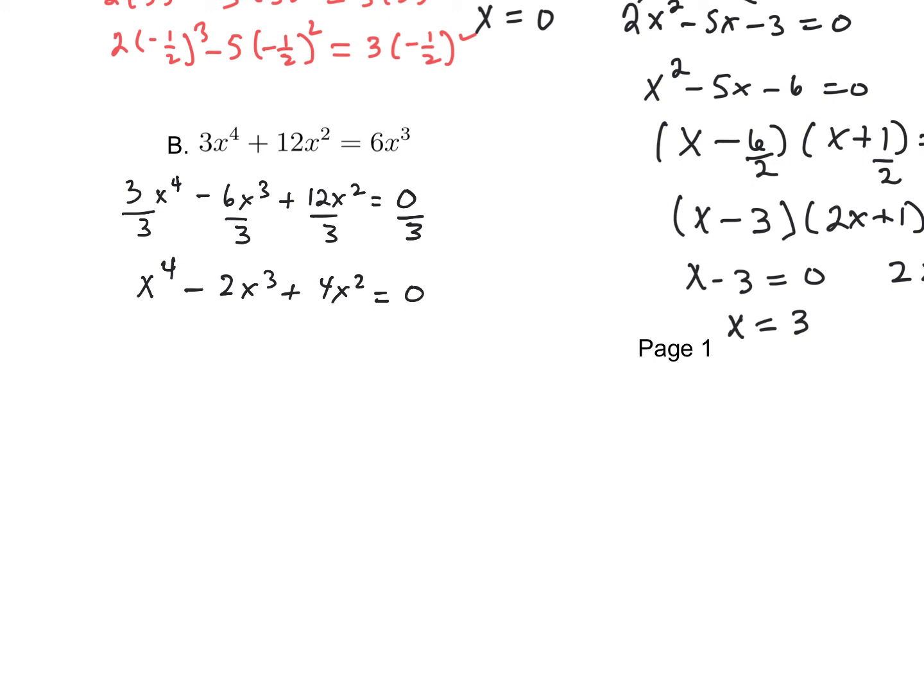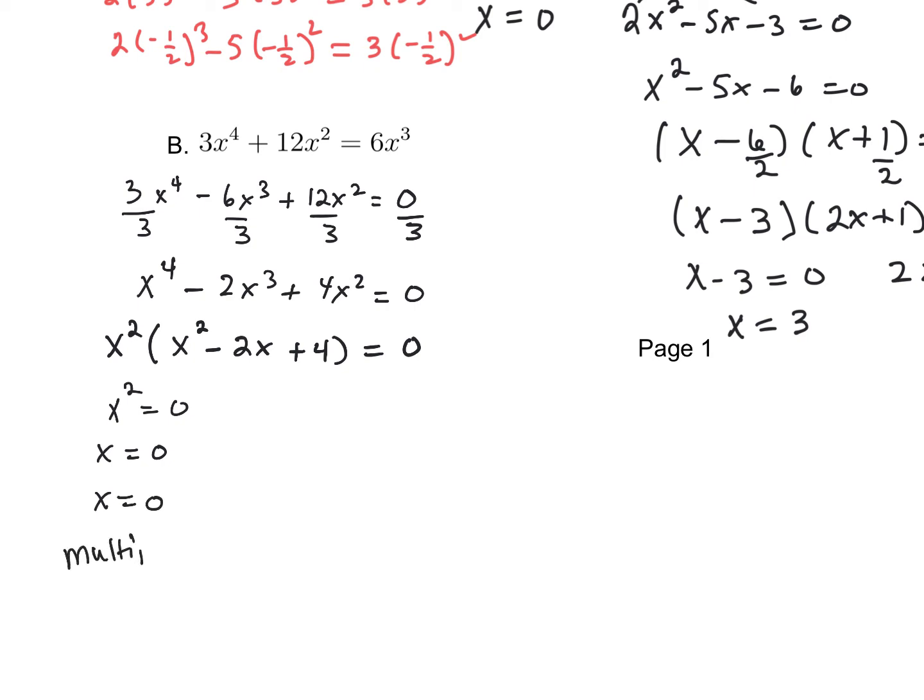And then you notice that the smallest term, the next one is x squared, so that's what they have in common. So when you factor out x squared, you have x squared times x squared minus 2x plus 4 equals 0. And the first one is x squared equals 0, so I know that x is equal to 0 and x is equal to 0. That's called multiplicity. That means it's repeated twice.